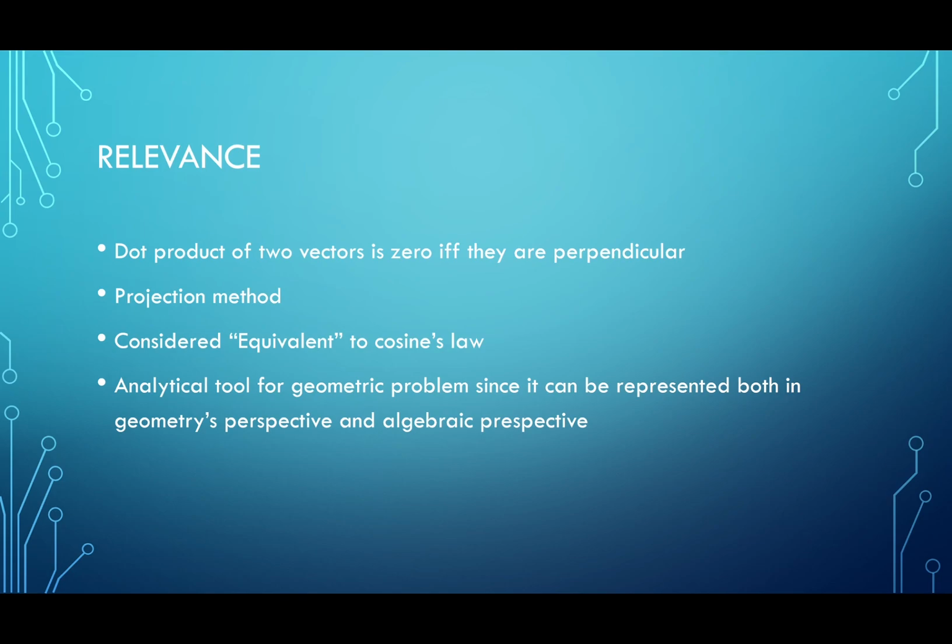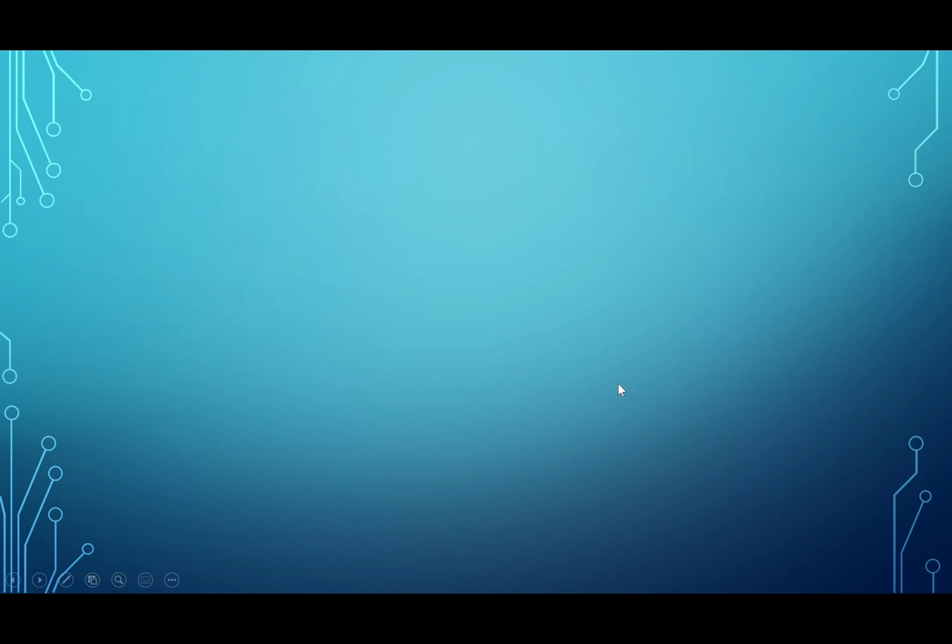And the dot product of two vectors is somehow related to the cosine law. Okay. The dot product is also useful as an analytical tool for geometric problems because we can convert the definition of the dot product from a geometric perspective into an algebraic perspective.